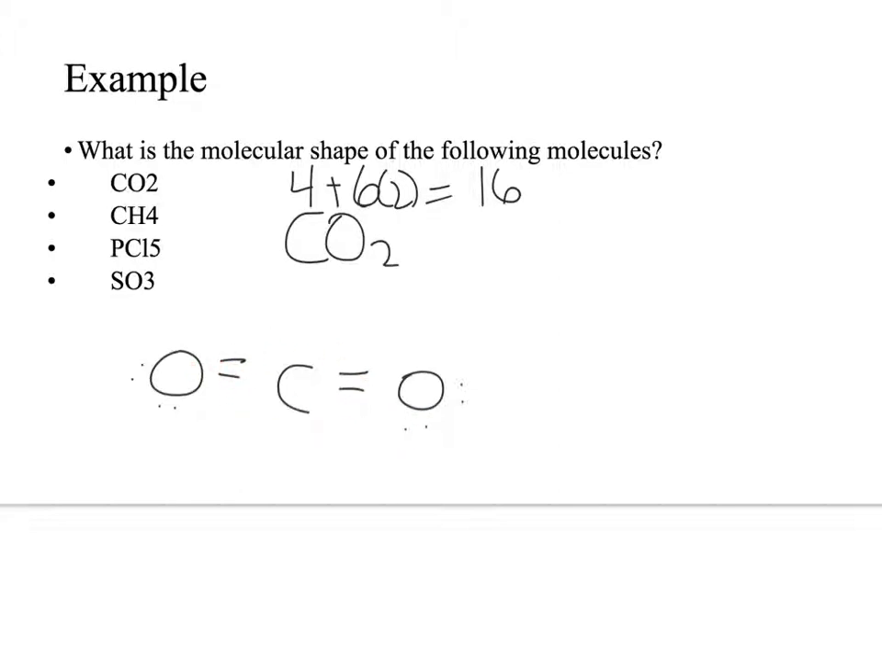It doesn't matter because either way, we only have two atoms bonded to the central, 1, 2, and the central atom will not have any lone pairs. That is called linear. Again, two atoms, no lone pairs. Yes, there's lone pairs out here, but we don't care. We just care about the central.